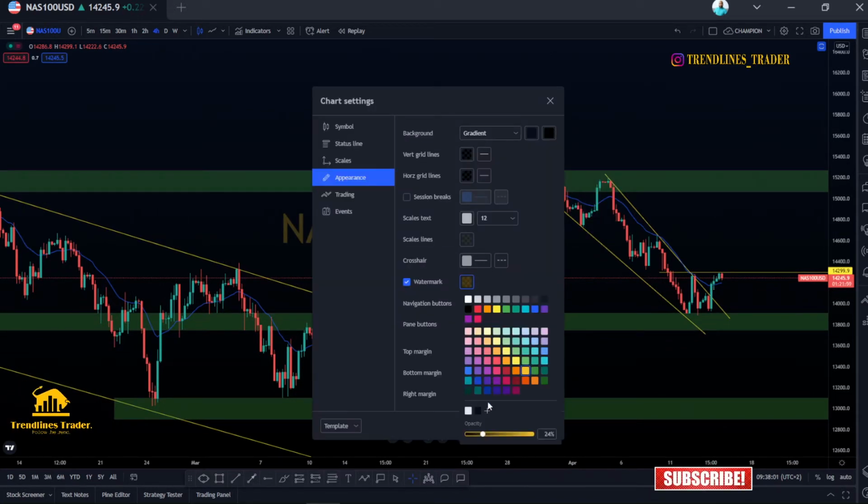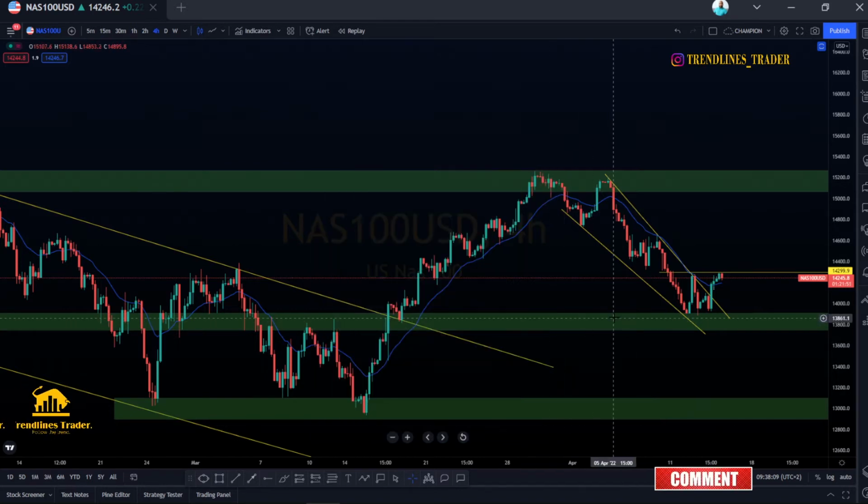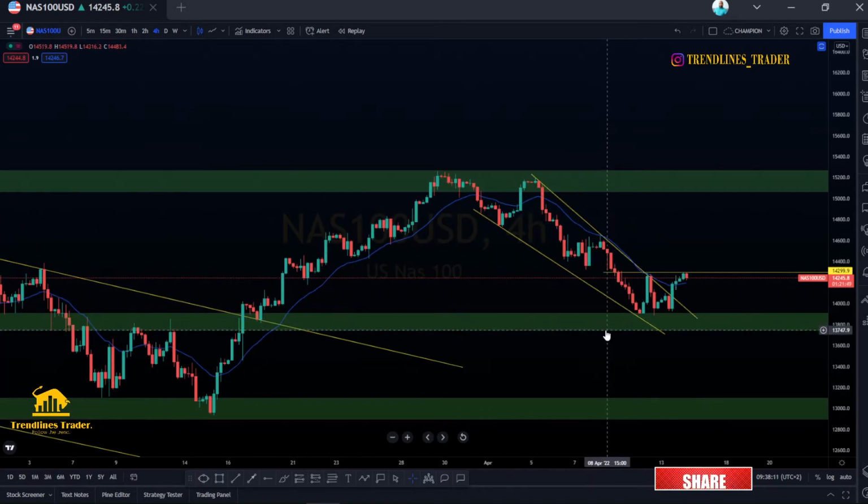reduce the watermark ink there so that you can see clearly. Excuse me. Ladies and gentlemen, we can see that our price is giving us this type of structure.